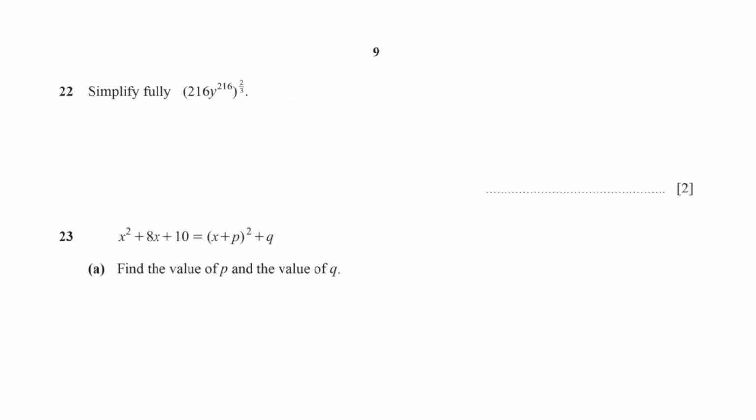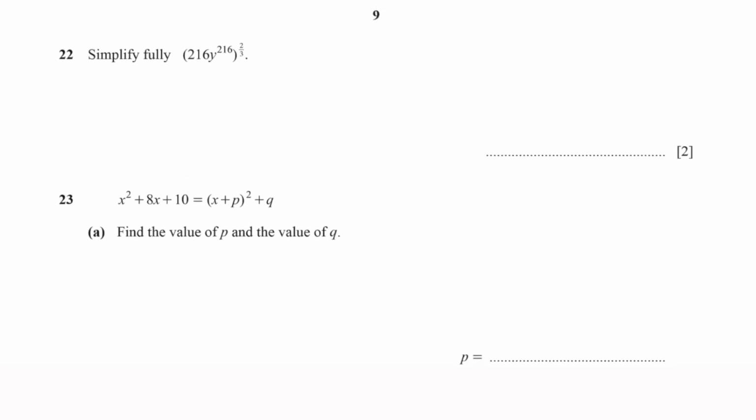Question number 22, simplify fully. Here we can use this: let's say if I'm having x into y raised to power 2, then if I simplify it, x square will be there and y square will be there, both affected by the square. So let's use this method too. Here 216 is there, and we have another term, y raised to power 216, that is also being affected by this power. So 216 raised to power 2 by 3, as I told in the beginning, and y raised to power 216 raised to power 2 by 3. I hope you understand now why I did it separately.